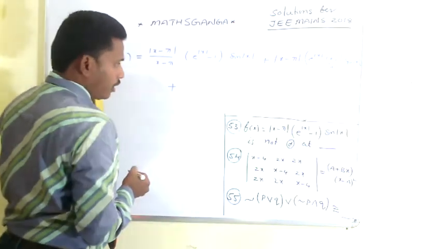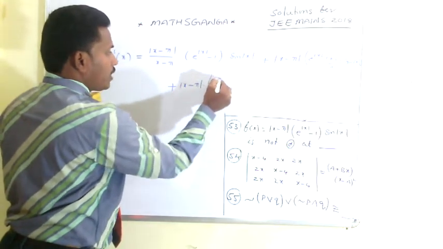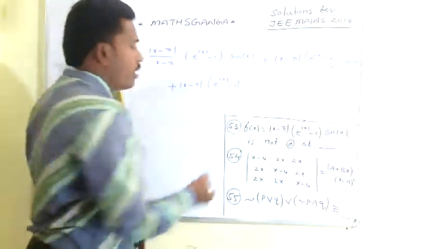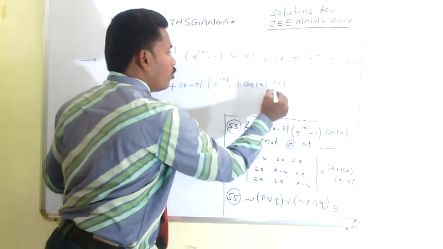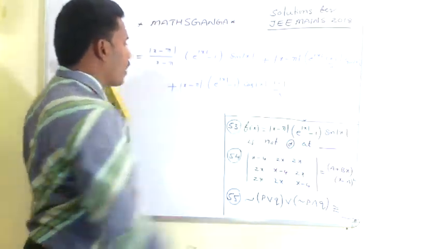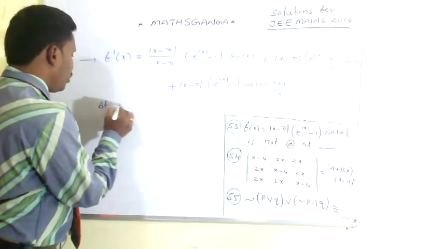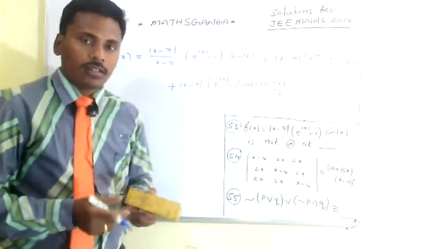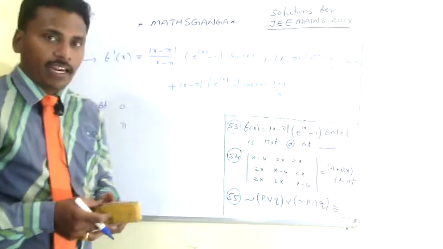Then coming to the third term, the first one is mod x minus pi, the second one is e power mod x minus 1, and the derivative of sine of mod x. The derivative of sine is cos mod x into mod x by x. This is the derivative. Then we need to check at 0 as well as at pi whether the derivative exists or not, and if it exists, what about the left hand derivative as well as the right hand derivative?